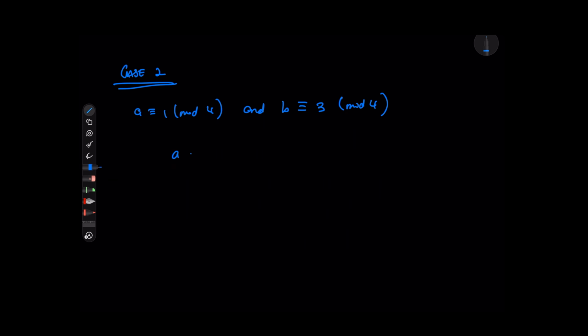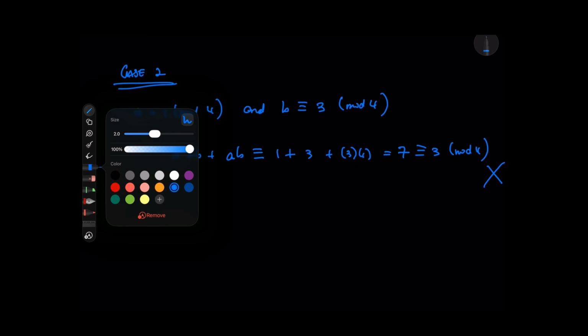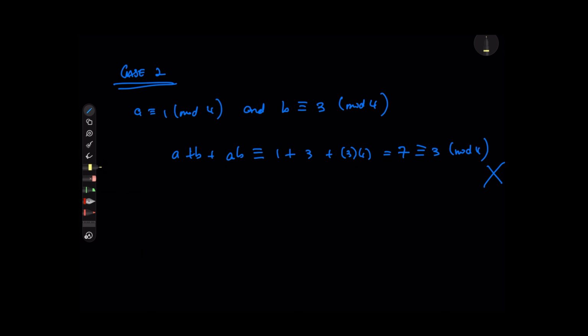Where did I reach? Right. So a plus b plus ab, which will become 1 plus 3 plus 3 by 1, which will give me 7, which is congruent to 3 mod 4. And this is not divisible by 4 as well. So let's go again. Let's go case 3 now.